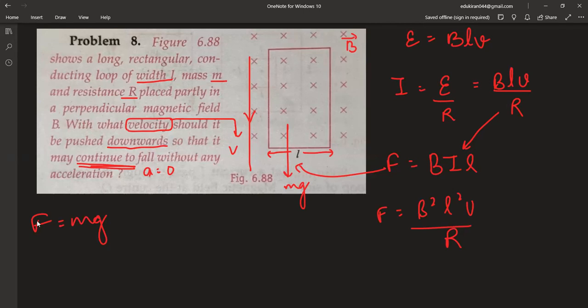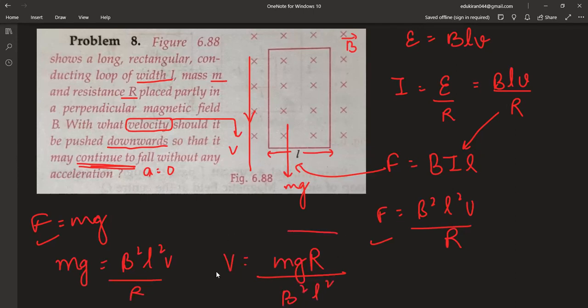So you can equate this force with this force, that is mg is equal to B square L square V by R. So what is the velocity? V is equal to mgR divided by B square L square. This is the formula, this is the answer. Write it.